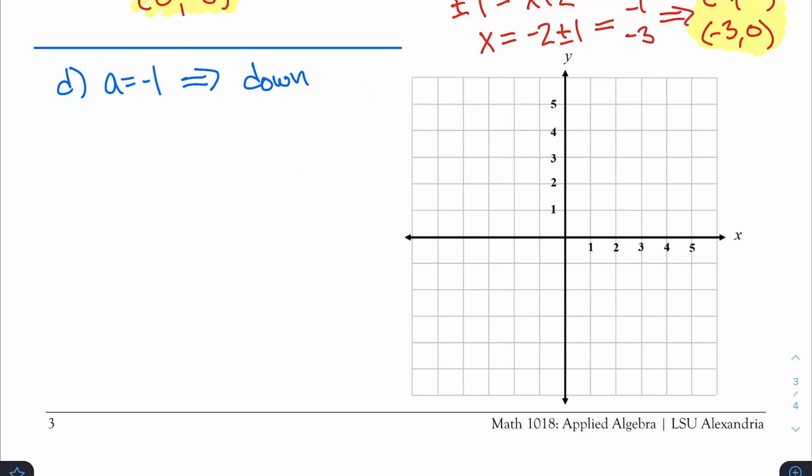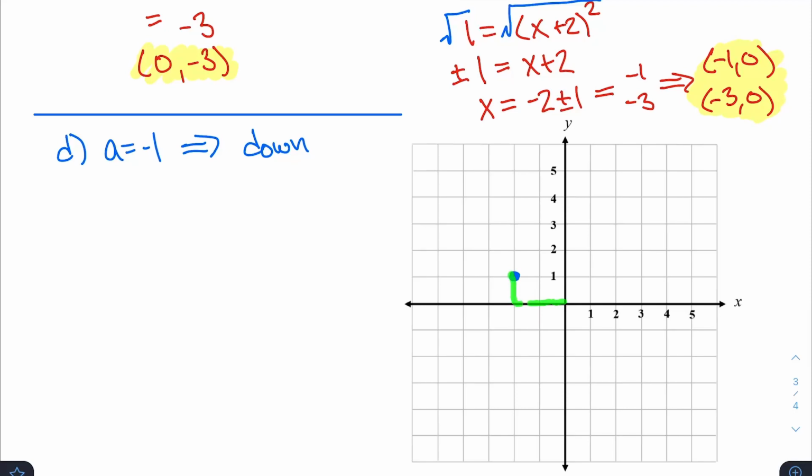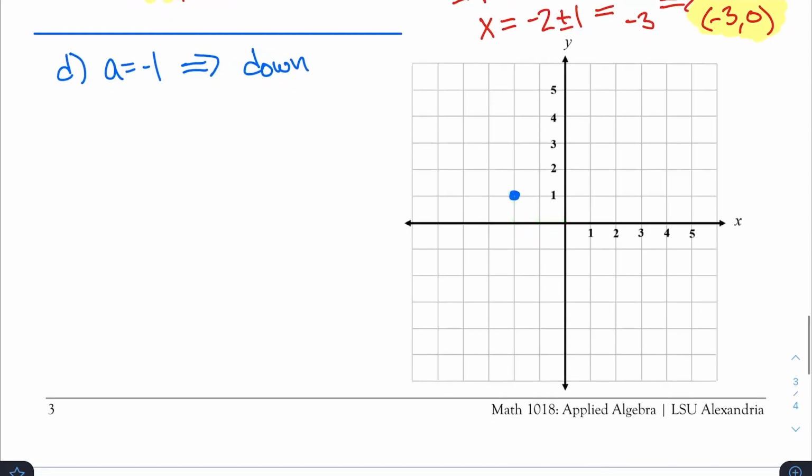Now I have everything I need to graph my function. Once again, I like graphing my points. My vertex is negative 2, 1. My y-intercept is 0, negative 3. My x-intercepts are negative 1, 0, and negative 3, 0. And I know I should be opening down. Once again, I'm going to note what my vertex is, because my vertex is supposed to be my highest or lowest point. In this case, since my parabola is opening downwards, I know my vertex should be the highest point.